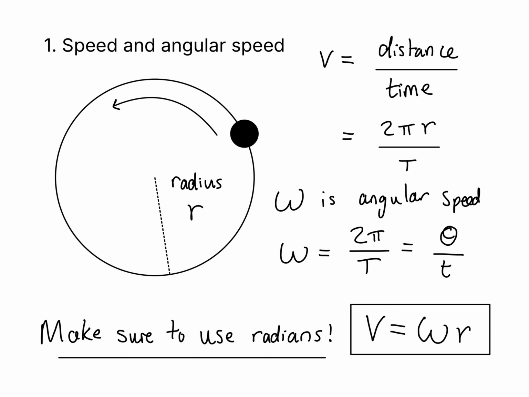v equals omega r. Linear speed is angular speed times the radius, which is why the outside of a roundabout moves faster than the middle, even though it takes the same time to go round. And one warning that will save you: work in radians, not degrees. Radians are much more natural. Just make sure that your calculator is in the right mode.